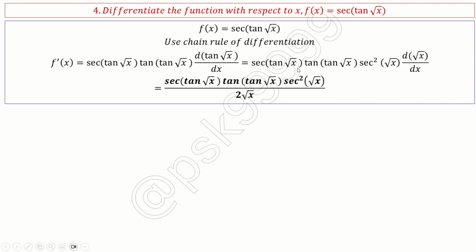Okay, now I wrote these values as is. Then differentiation of tan theta is nothing but secant square theta. So I wrote it here, and theta differentiation, that is square root of x differentiation, which is nothing but 1 by 2 square root of x. Okay, so overall, write carefully: secant of tan square root of x, tan of tan square root of x, secant square of square root of x divided by 2 square root of x.